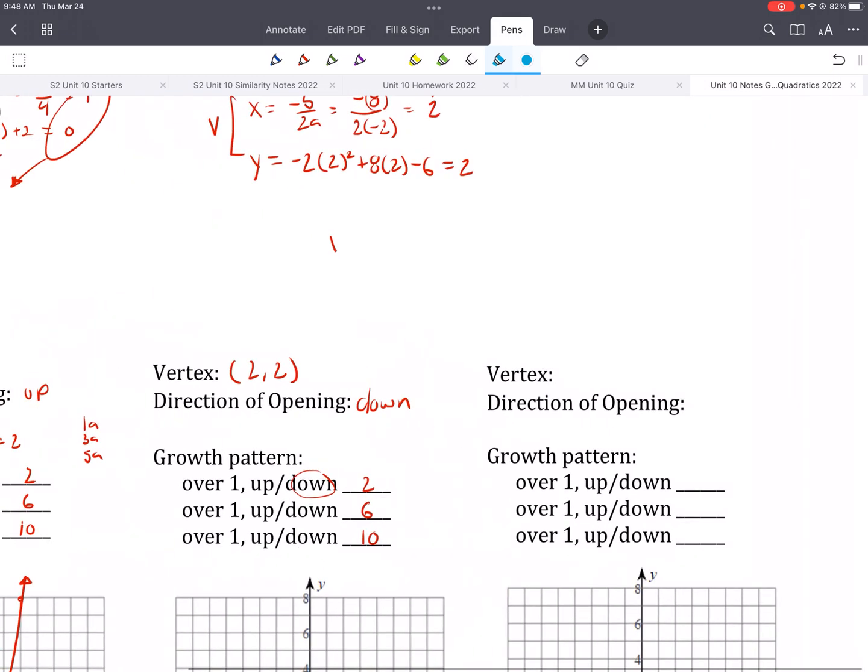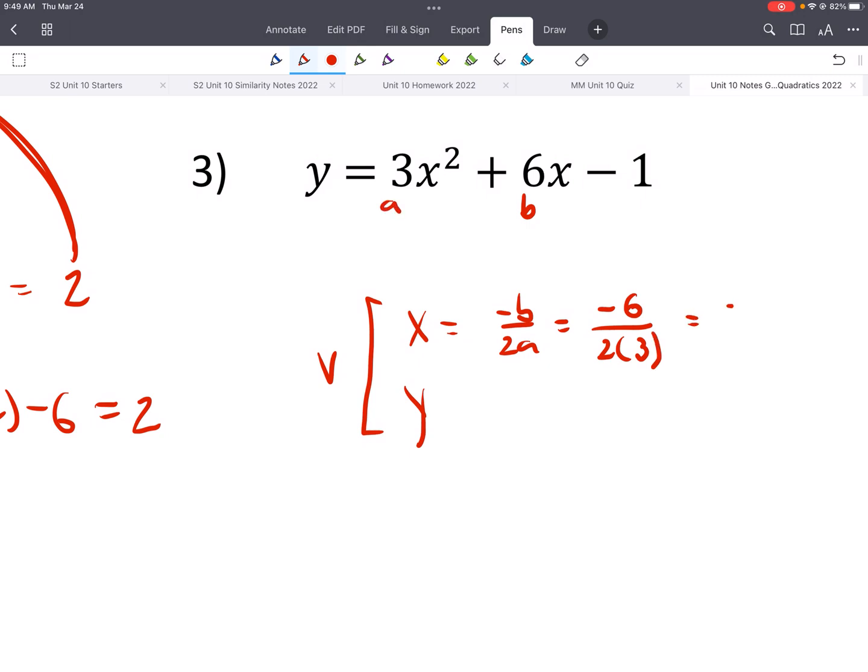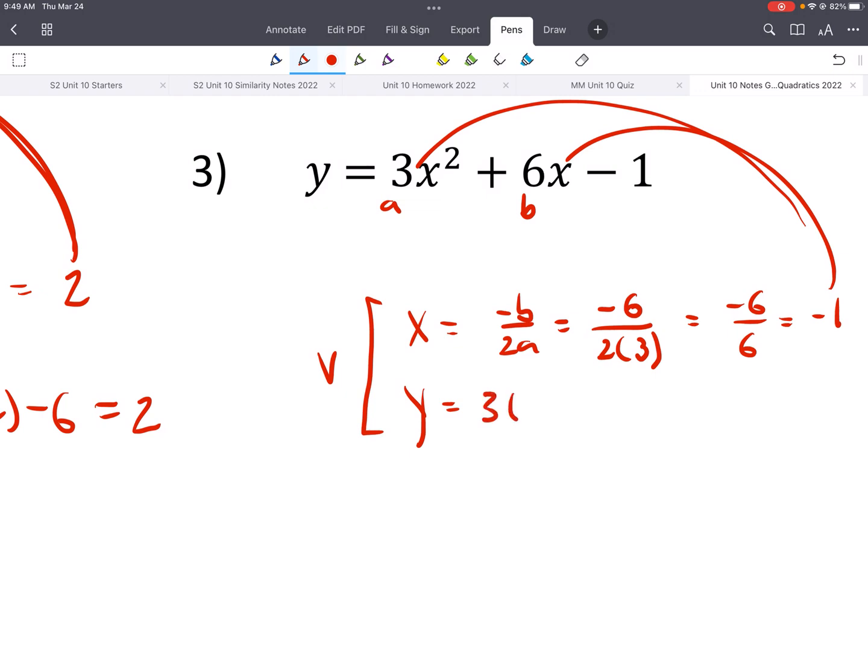All right, last but not least is a equals 3. So same thing, vertex is an x and a y. It's x is negative b over 2a. Here b is 6, so negative 6 over 2 times a, and here a is 3. So we get negative 6 over 6, or negative 1. We'll plug that in. So we get 3 times negative 1 squared plus 6 times negative 1 minus 1. And we could put it into our calculator, but this one's not too bad. I think we'd get 3.